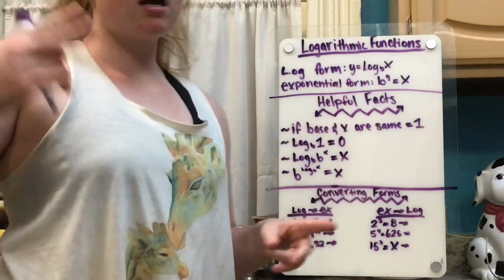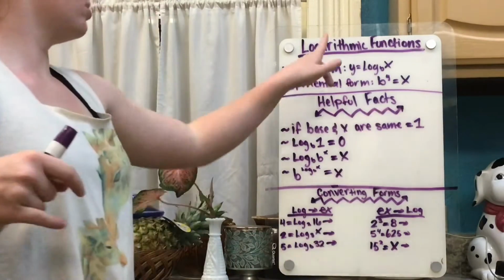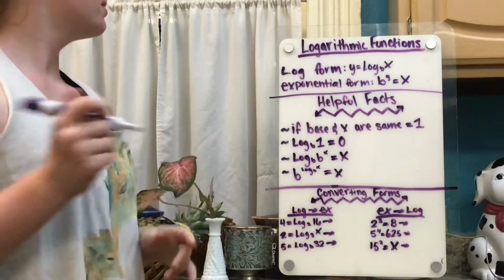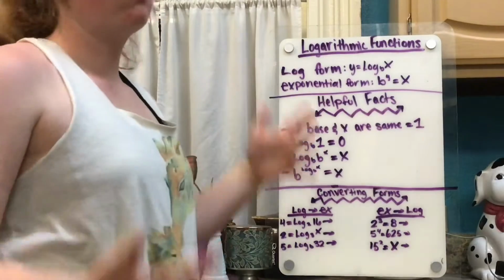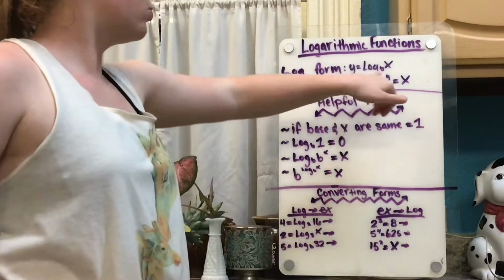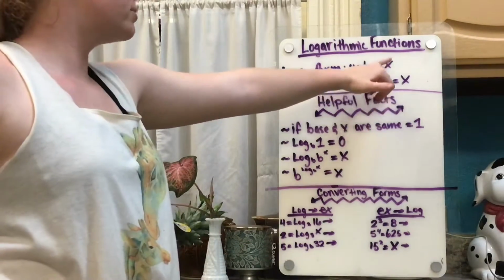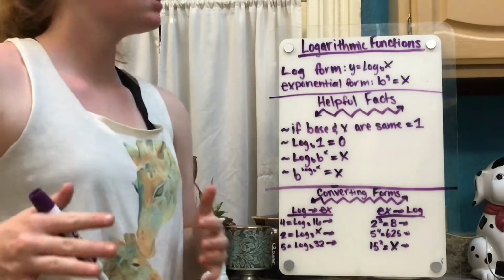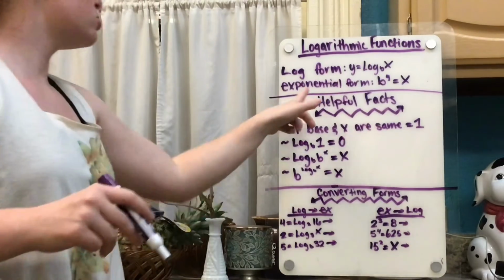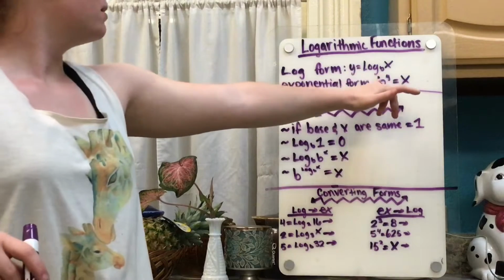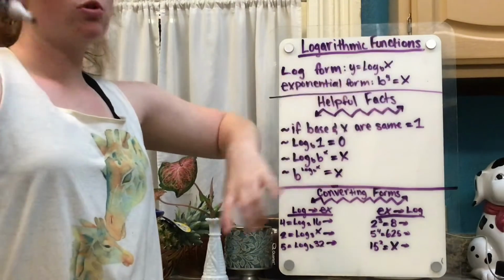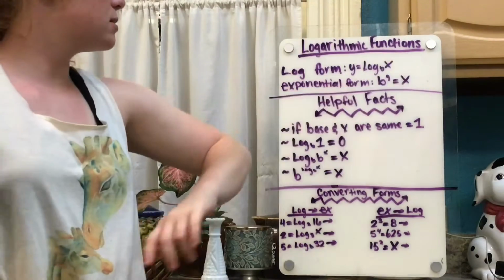Okay, and for my second topic, I'm going to talk about logarithmic functions. So a basic log form would be y equals log b of x, b being the base. And then the exponential form would be b to the y power equals x.